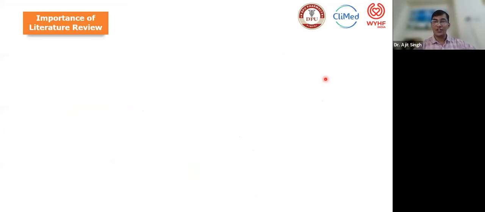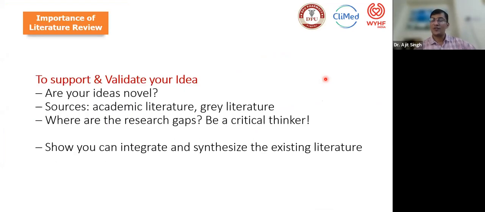So now next is the importance of the literature review. I was telling why I'm emphasizing the literature review. It's very important because literature review is needed to support and validate your idea. Support means we have checked how literature review is very important in selecting the idea. Next, if we want to validate our idea, that also we have to go to the literature review. Whether our idea is novel, we have to check the literature, whether such ideas are already implemented, such research is already conducted.